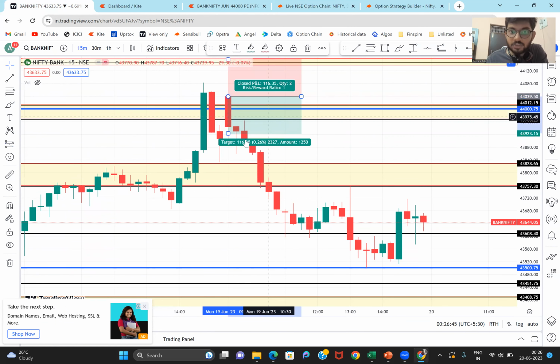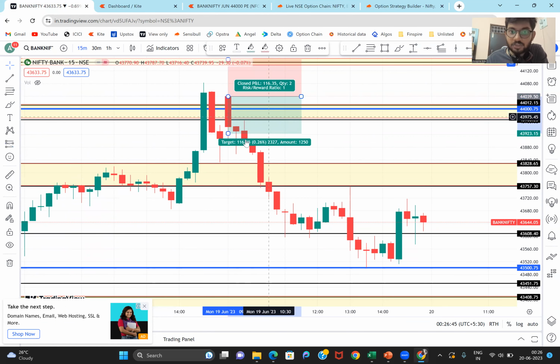Now we will go to the options chart, which is the 44,000 option strike price that we have selected, because this is where the 44,000 strike was at the money. Now we will go to the 44,000 at the money chart, and here we will select a target and a stop loss. What will be our target and what will be our stop loss? I'm going to explain it to you in a real quick way.